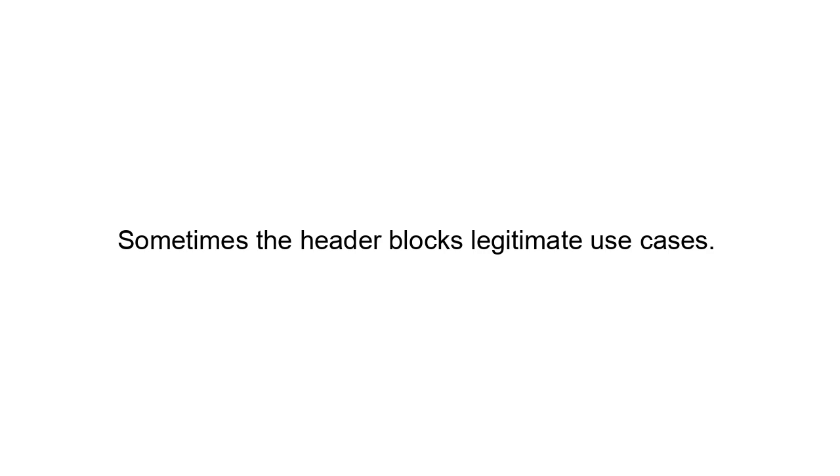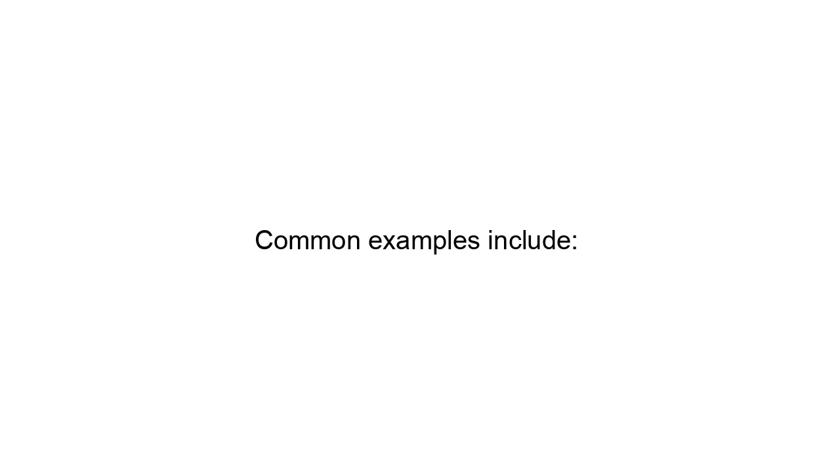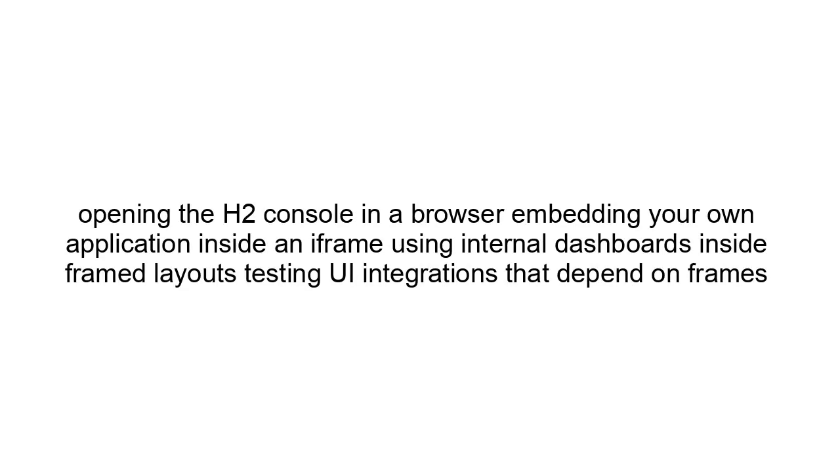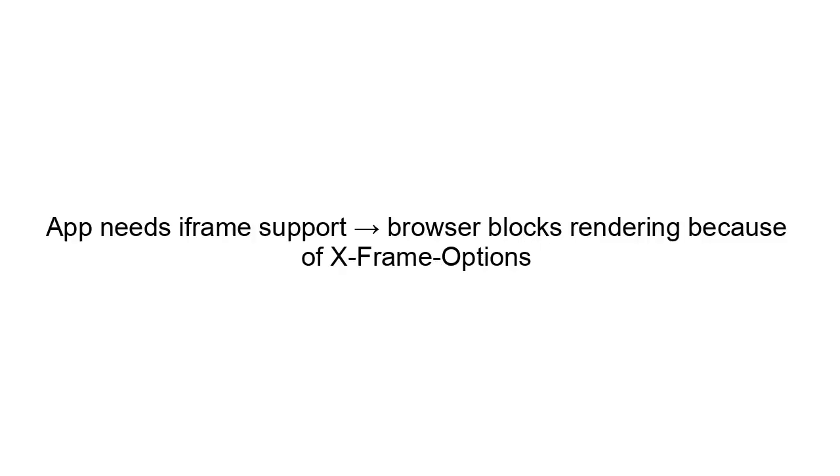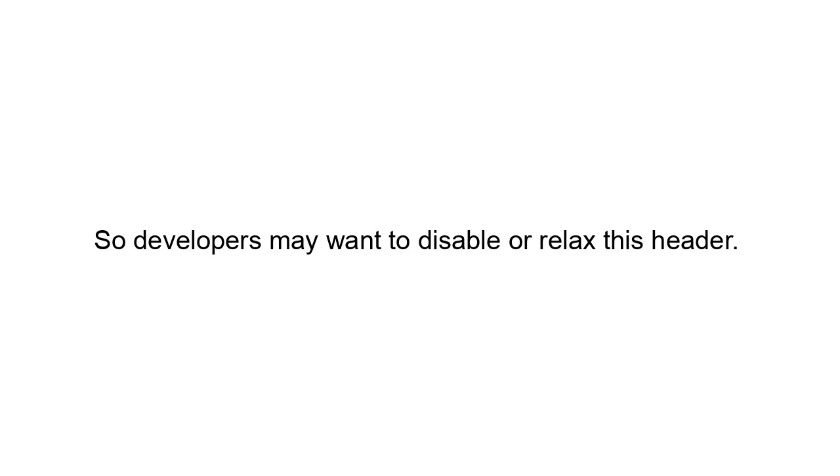Why you might want to disable it? Sometimes the header blocks legitimate use cases. Common examples include opening the H2 console in a browser, embedding your own application inside an iframe, using internal dashboards inside framed layouts, and testing UI integrations that depend on frames. Example concept: the app needs iframe support, but the browser blocks rendering because of X-Frame-Options. So, developers may want to disable or relax this header.